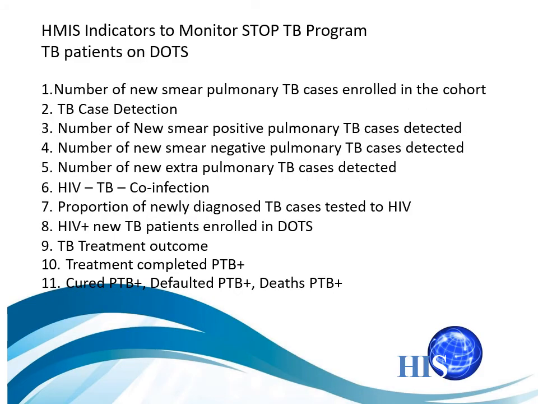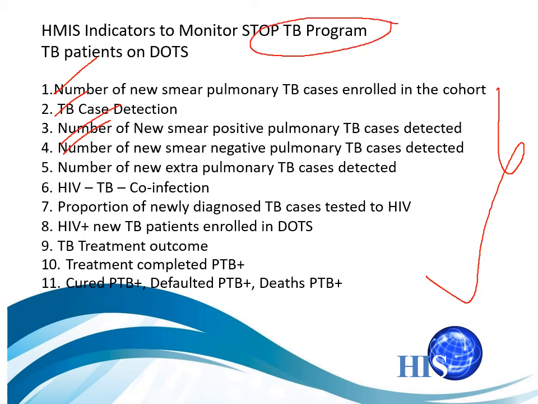Okay, so again, here are the indicators as mentioned earlier. Number of new smear pulmonary TB cases enrolled in the cohort, TB case detection, number of new smear positive, new smear negative, and so on and so forth. Okay? So basically, we're trying to measure all of these things. These are things that we can measure, no? Pwede natin siyang bilangin. And while we measure them and after we measure them, we have an idea if our Stop TB program is working or not. Okay, so that is your hospital management information system monitoring and evaluation.